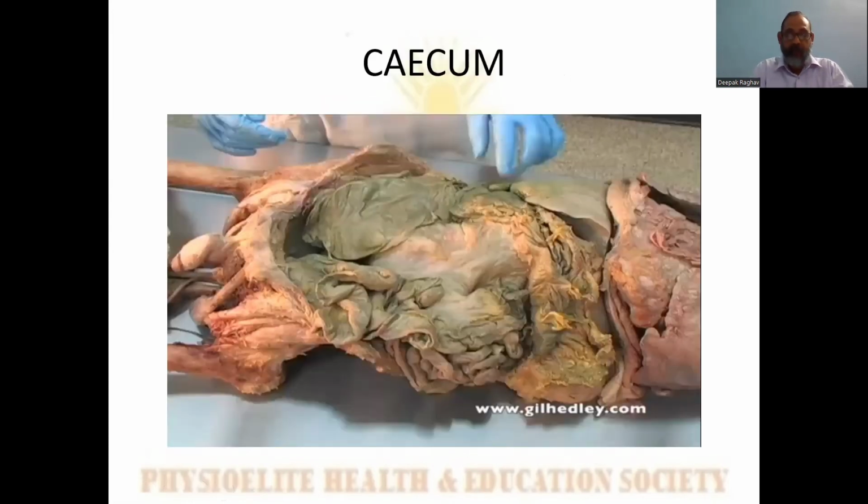Next is the caecum. The caecum is a large tube-like structure in the lower abdominal cavity. This is the caecum, where the small intestine meets it at the ileocecal valve, and the caecum is the first part of the large intestine. This hollow bag is known as the caecum.